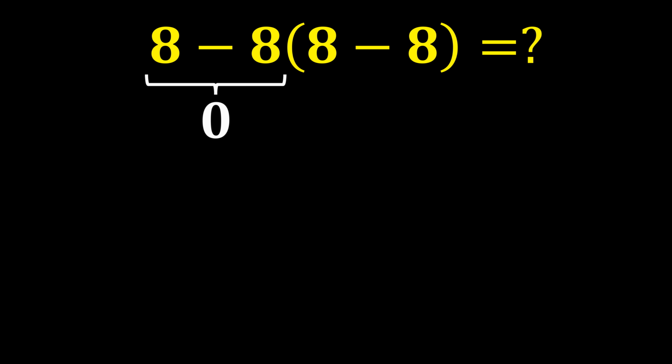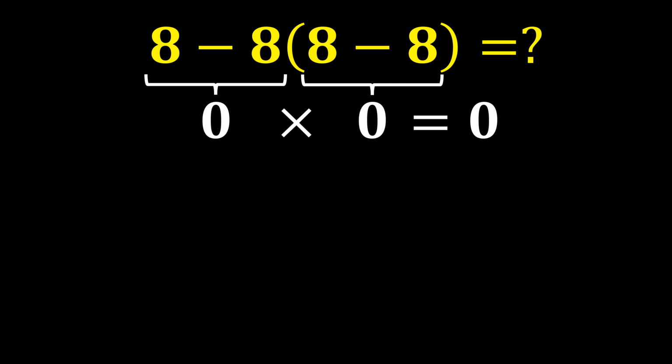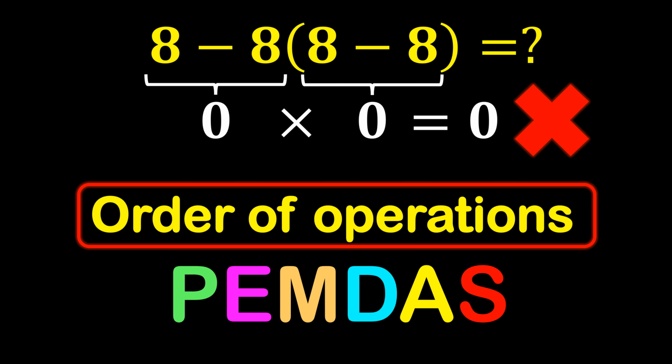8 minus 8 equals 0, and again 8 minus 8 equals 0, and 0 times 0 equals 0. But this answer is wrong because we didn't follow the order of operations, which is called PEMDAS. Look, PEMDAS is just a simple trick to remember the order of operations in math, from first to last.